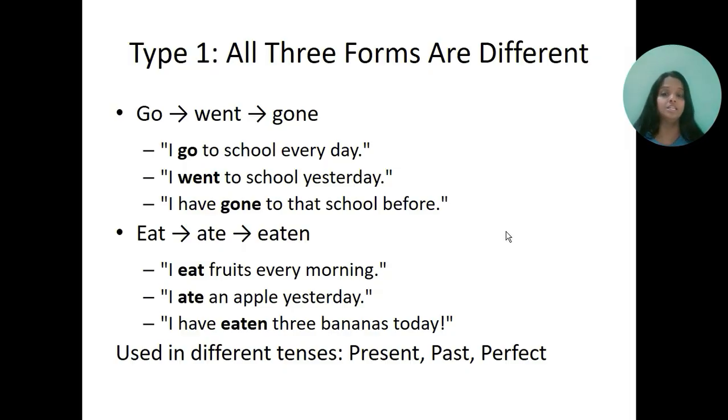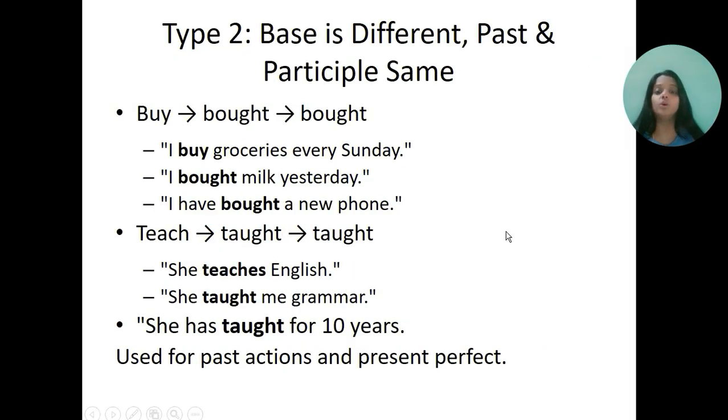The next one is type 2. So in this type 2, the base form is different, but the past and past participle are same. Example, I buy groceries every Sunday. I bought milk yesterday. I have bought a new phone. So if you see here, buy is for present tense. Bought and bought, the same word. We are using it for past tense as well as for past participle.